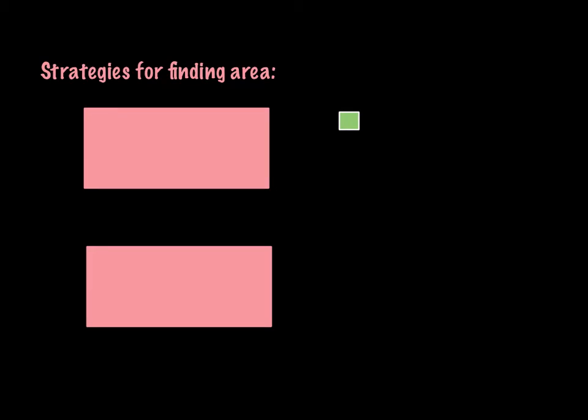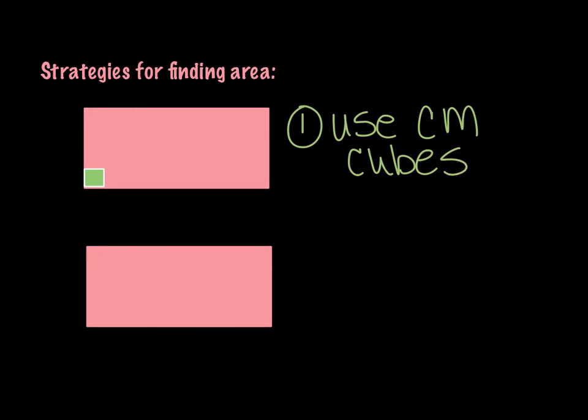So we have some strategies for finding area that we are going to use. One of them would be that I could take this pink rectangle that you see here and I could take this centimeter cube and place it in the rectangle and fill this whole thing up with centimeter cubes to figure out what the area is. And that would be one method. So the first method would be to use centimeter cubes to fill, okay?